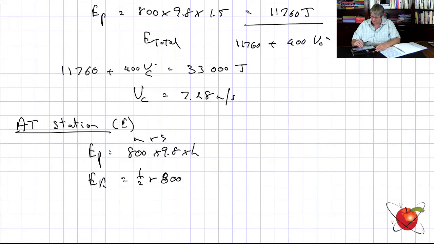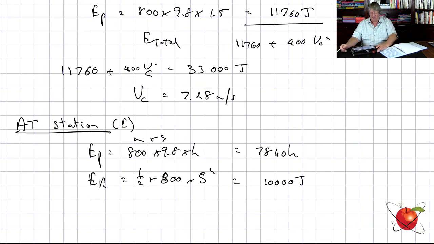What did we say? Hold on, let's go back to our drawing, okay? Because we've got a new piece of information now. We say, okay, V here must be 5 meters per second. I go now to the station, and I work out EP and I work out EK, and we add them to get E total. And we put that equal to 33,000. That's the energy we started with. Okie dokes, let's do that.